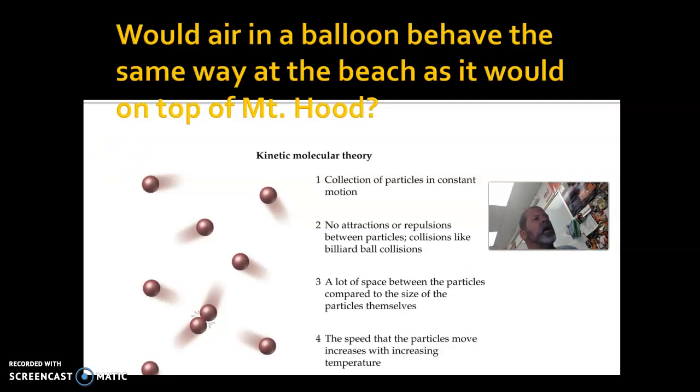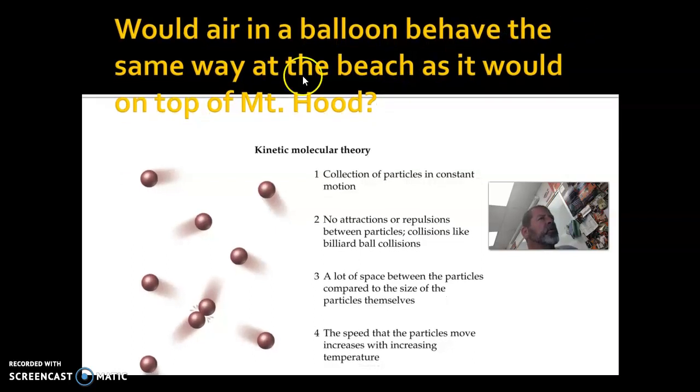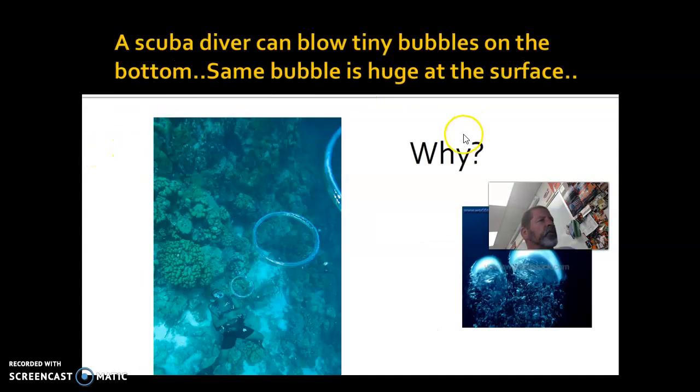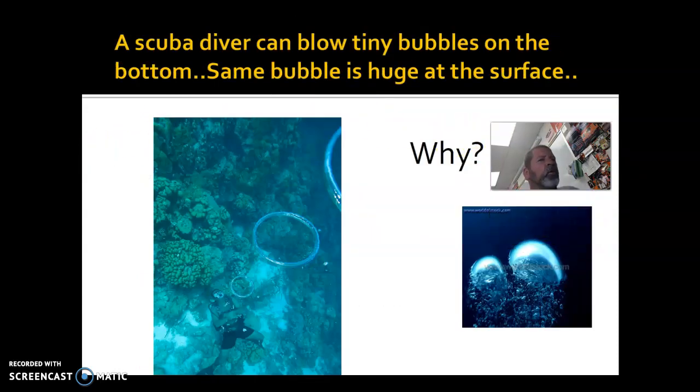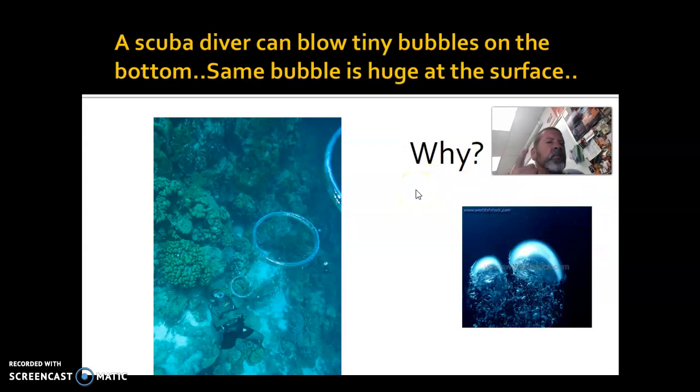So would air in a balloon behave the same way at the beach as it would at the top of Mount Hood? Now we're talking about air pressure. There's less pressure on top of Mount Hood than there is at the beach because there's more air on top of you at the beach. So what would that do to a balloon? So the next thing that you'll want to write down, you've written down Archimedes' principle, you've written down Pascal's principle, you've written down Bernoulli's principle.